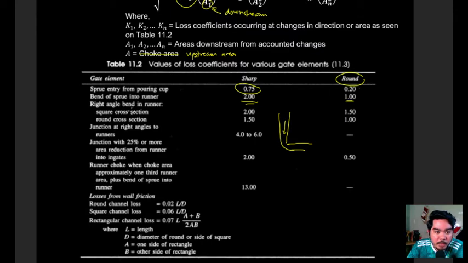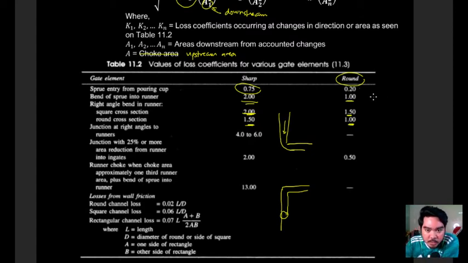Okay? Tapos, if it's a right angle bend in the runner, so kunwari, ito yung top view ng runner, similar sa ginawa ko kanina, so ito yung choke area, tapos it enters a runner, tapos nag-bend yung runner mo ng ganyan. Then if it's a square cross-sectional area, then it entails a sharp turn of 2.0 pero 1.5 pagka round. Tapos kung round yung cross-sectional area, then it entails a sharp turn of 1.5 tapos 1.0 pagka round naman yung bend na yon.